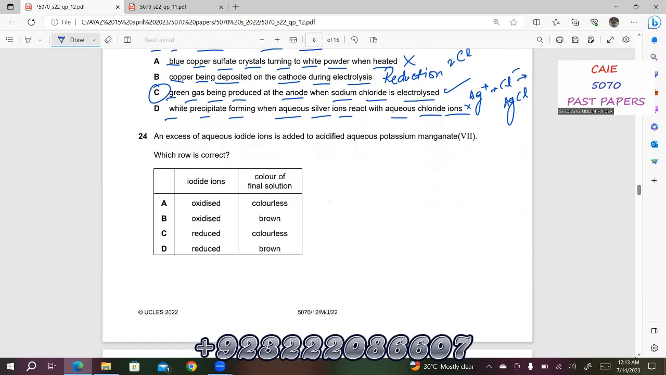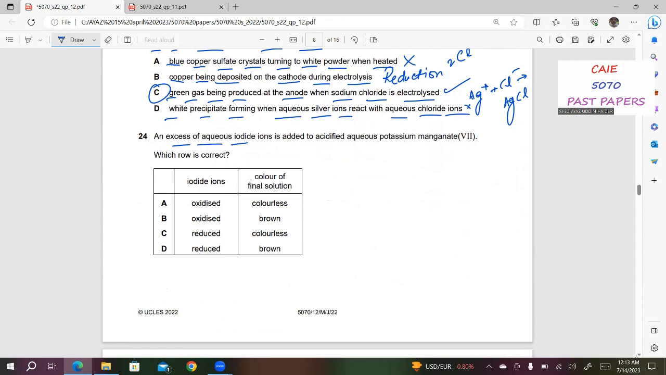24. An excess of aqueous iodide ions is added to acidified aqueous potassium manganate(VII). Which row is correct? In this reaction, iodide ions are oxidized. This is confirmed. And the final color of the solution will be due to the formation of iodine. This is the reaction which will take place. And remember, the iodine produced in the solution will turn brown.